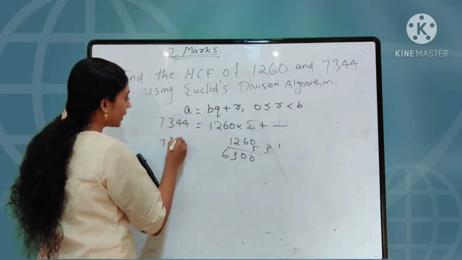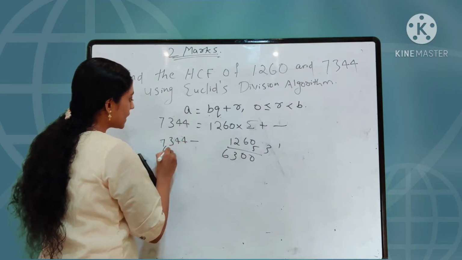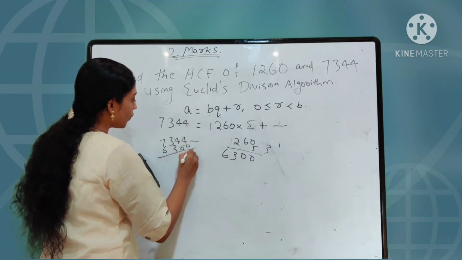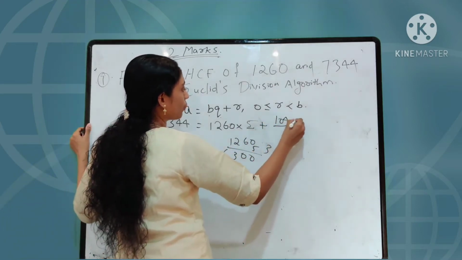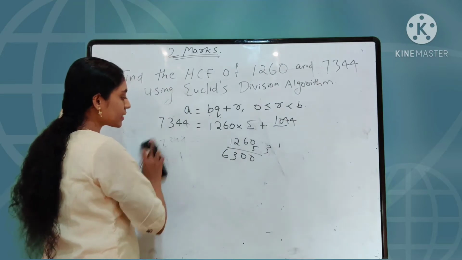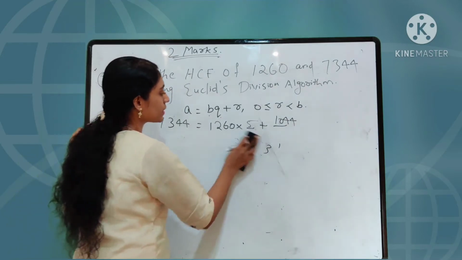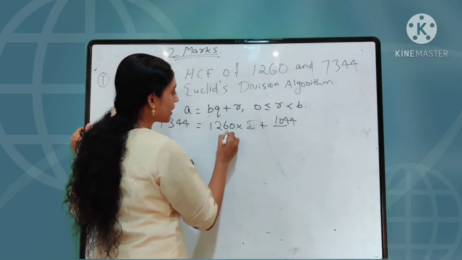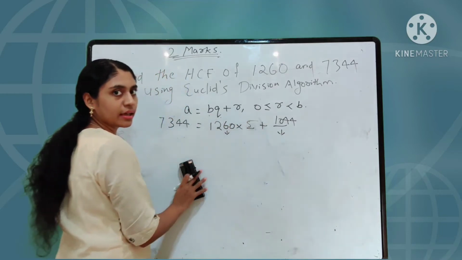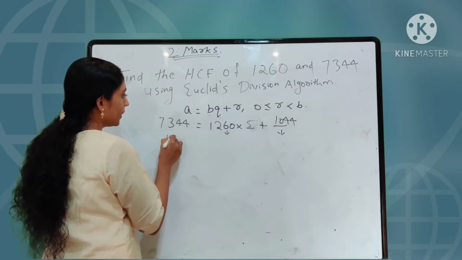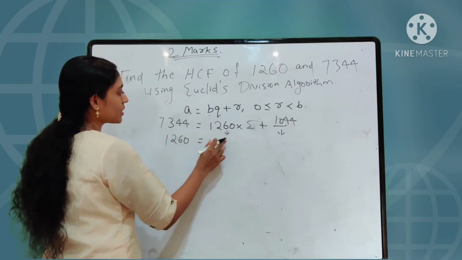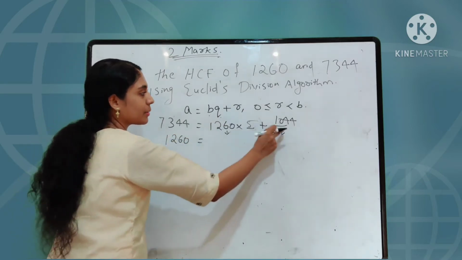How will you find the remainder? 7344 minus 6300, right? So 7344 is equal to 1260 into 5 plus 1044. Now is the remainder 0? No. So you have to consider the divisor and remainder as the next stage, right? That means the divisor will be a and the remainder becomes the divisor, right?